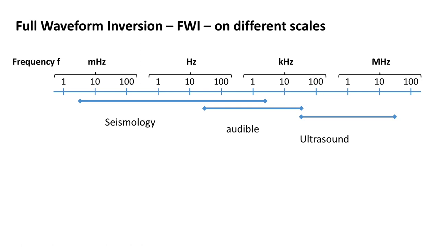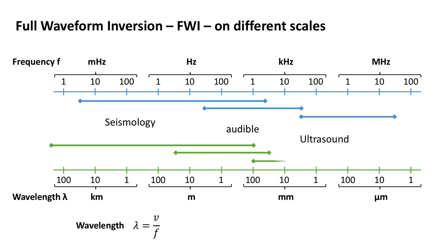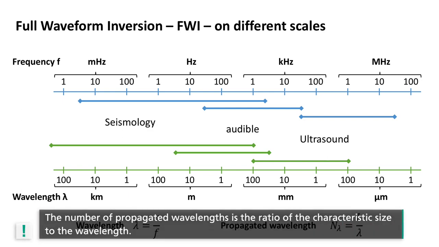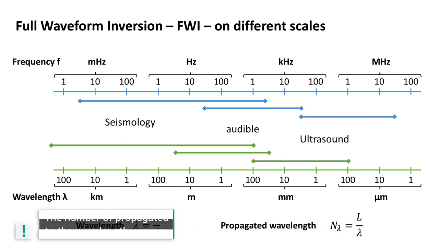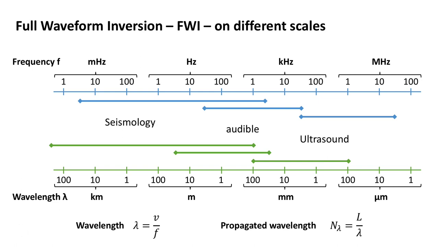Frequency is related to wavelength lambda, which is equal to propagation velocity v divided by frequency f. With typical values for v, wavelengths from micrometers to hundreds of kilometers result. This determines the spatial dimension of the study object that can be analyzed accurately. The number of propagated wavelengths n lambda is the ratio of the characteristic size of an object L to the wavelengths lambda used. In heterogeneous media, it is a measure for the complexity of the wave field. A high number of propagated wavelengths increase the computational costs and the risk of non-convergence of the full waveform inversion. Hence, you see that scale matters.